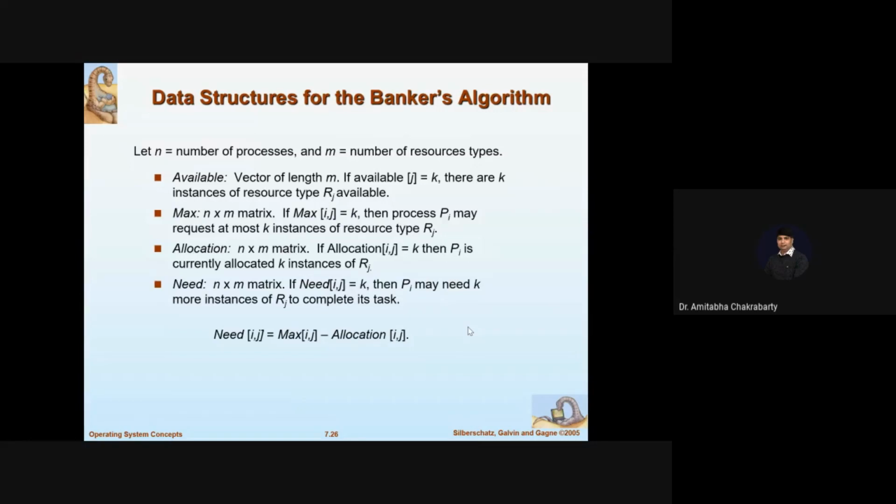If we are to calculate the Need matrix, need[i][j] would be max[i][j], the total number of resources that a particular process needs, minus allocation[i][j], how many resources are currently allocated to it. If we have this value, then we would know how many more resources a particular process might need to complete its execution.